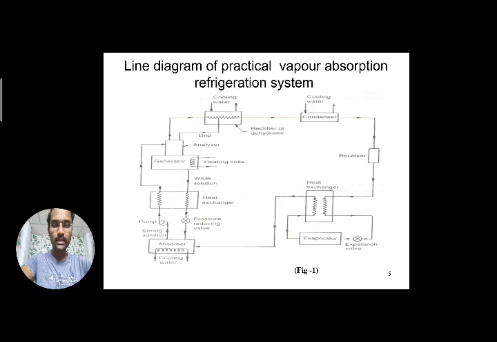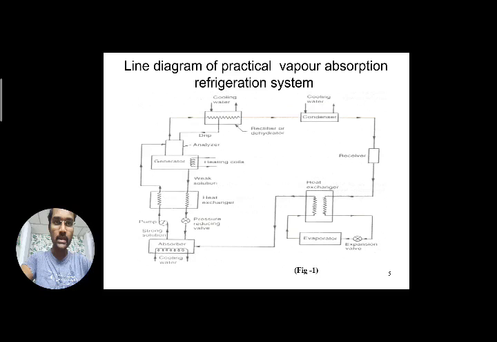The analyzer is fixed at the top of the generator part, where you can see all three connections coming to the analyzer component. In the previous ideal vapor absorption system, all three connections were connected to the generator, whereas here they are connected to the analyzer part. We will see in detail the line diagram of the analyzer and its working principle. And the next additional component is the rectifier.